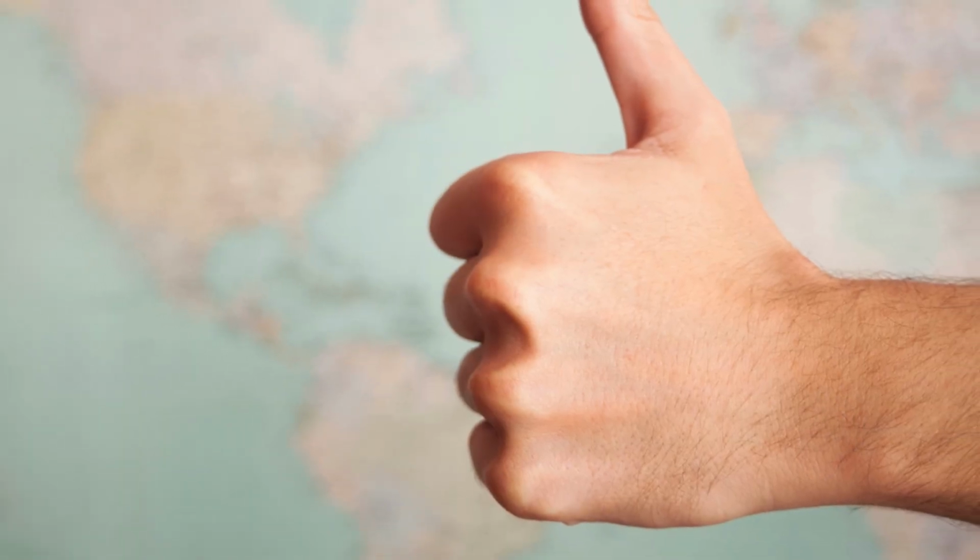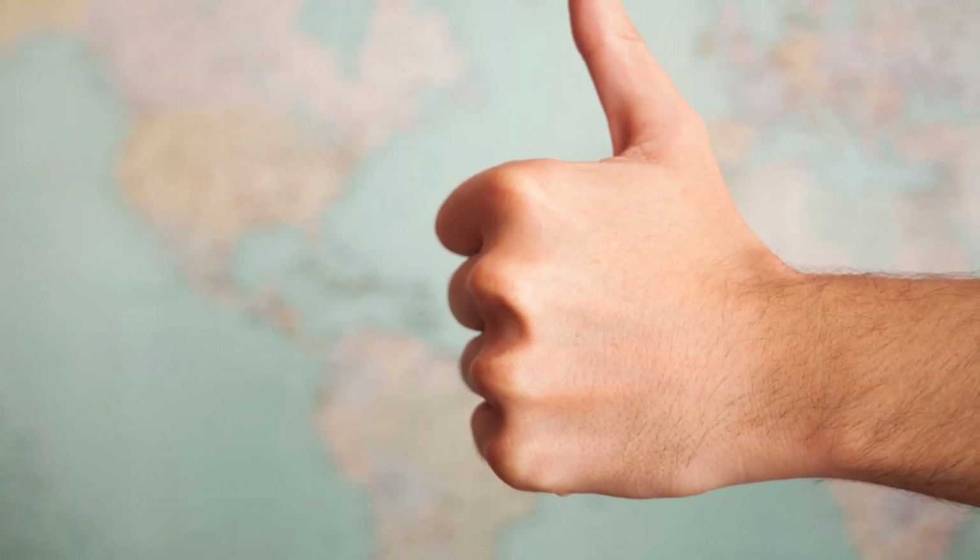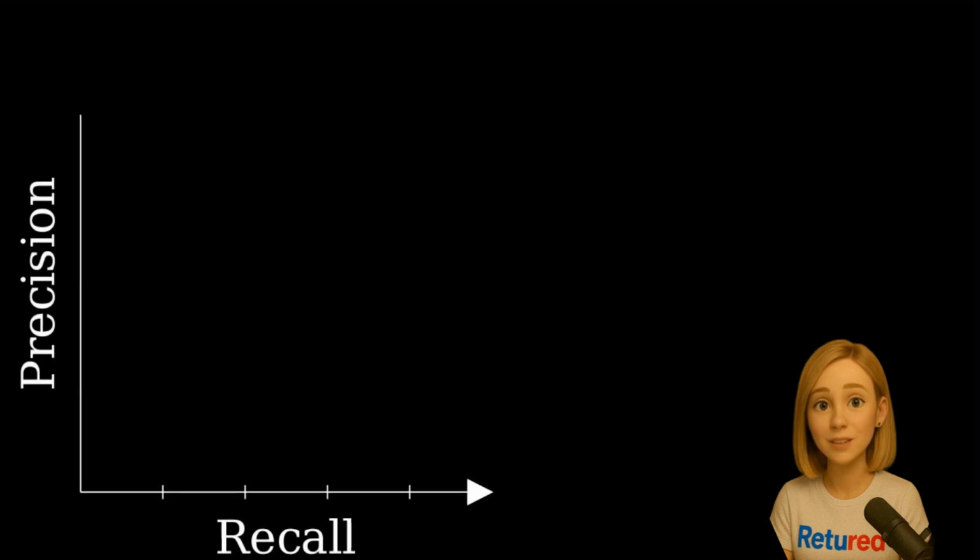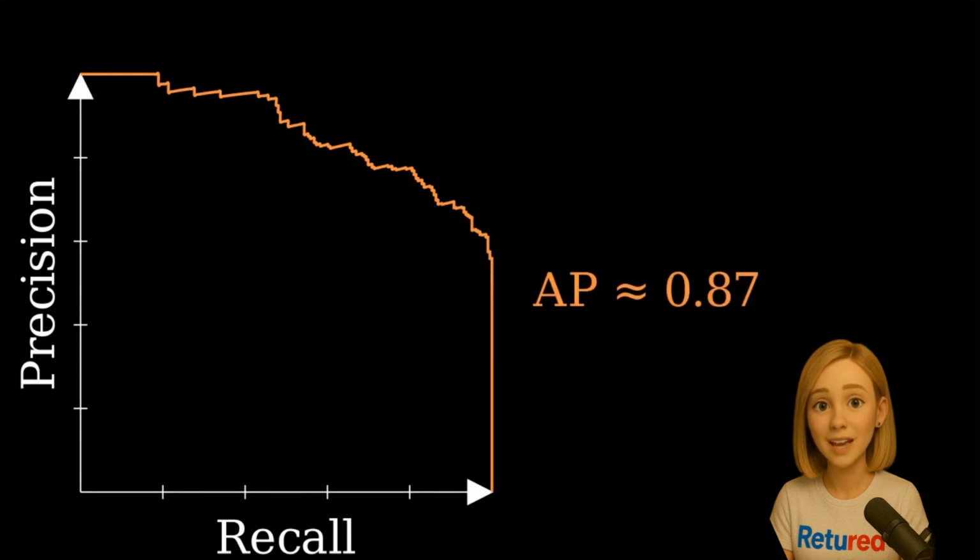However, for our imbalanced data problems, the ROC curve can be too optimistic. Instead, we can use a precision recall curve. It does exactly what it says. It plots precision versus recall at different thresholds. This gives a much more honest picture of performance on the rare positive class.